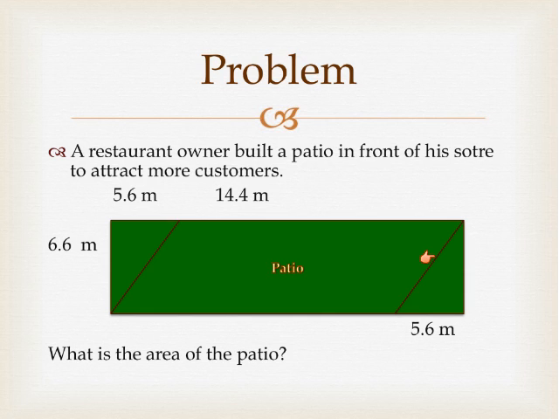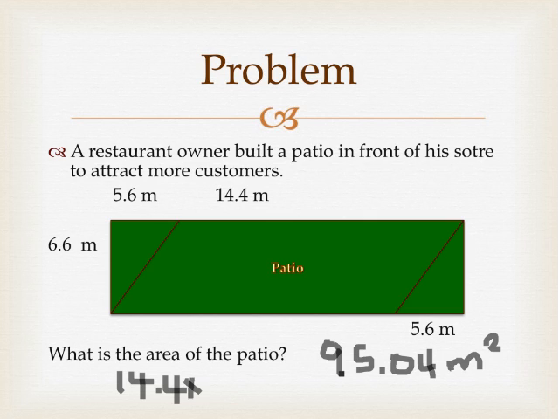Yeah, meters squared. Excellent. So the area of the, and I'm going to write this out because there's going to be people in the class later online and they can't see what you guys are typing. So the area of the patio is going to be a total of 95.04 meters squared. Now that is the calculation, of course, of 14.4 meters times 6.6.